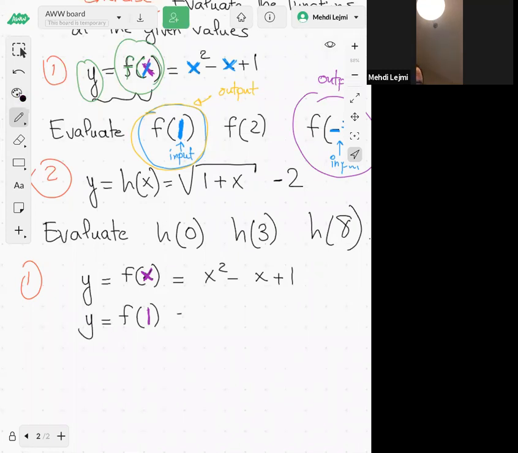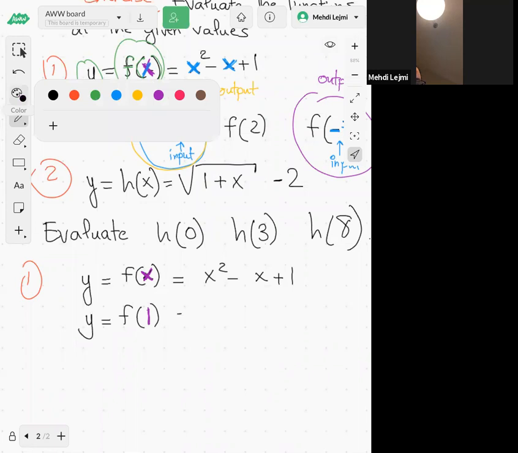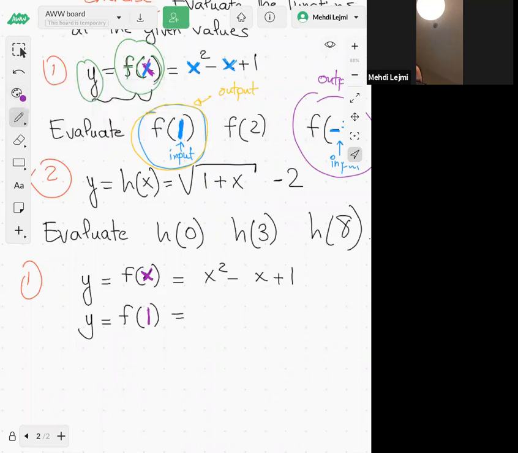Okay, so all you have to do is substitute x by 1. My input x is 1, so there'll be a 1 here, and we're going to need 1 squared minus 1, and then plus 1. Does this make sense to everyone? Because I know some of you probably have trouble with this.